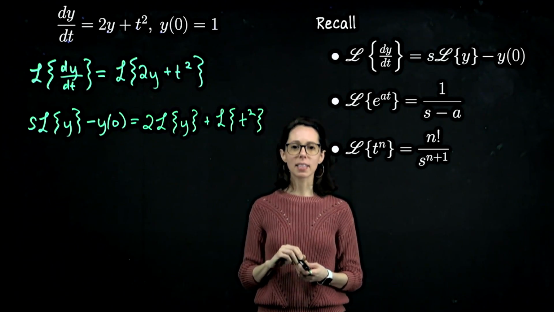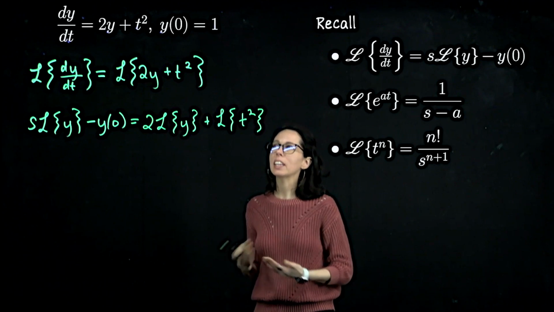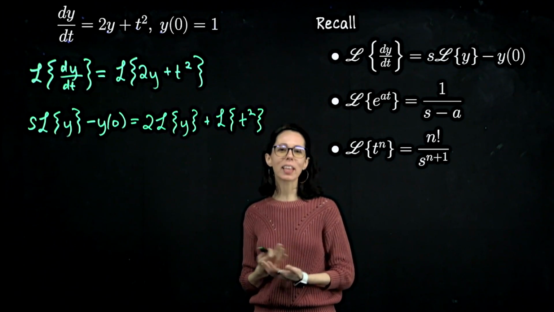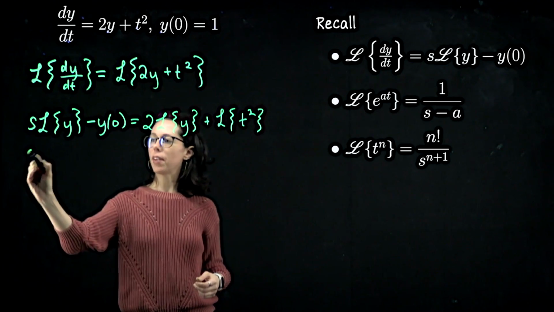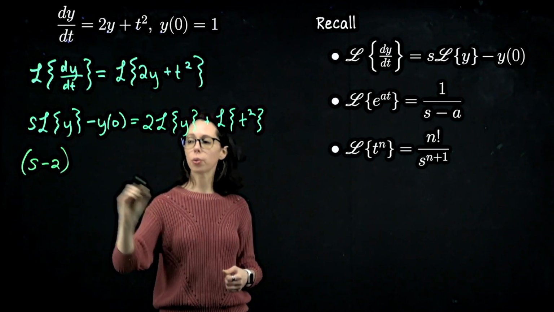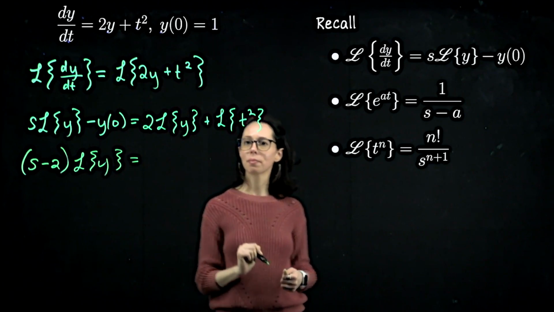Let's now try to isolate the Laplace transform of y. It's basically turning this differential equation into an algebra one. So we're going to isolate the Laplace transform of y like it's a variable. Okay, so I'll bring this over. Go ahead and factor out the Laplace transform of y so that we can write (s minus 2) times the Laplace transform of y on the left-hand side.